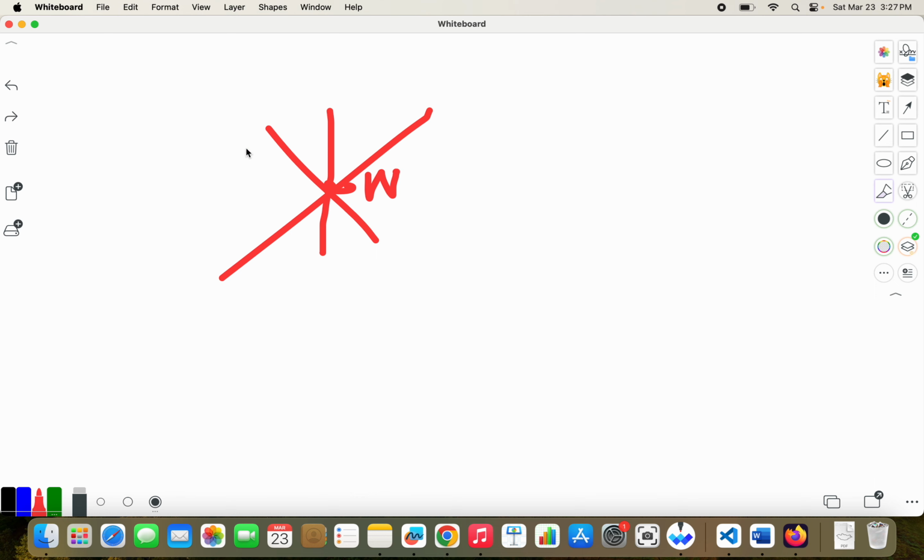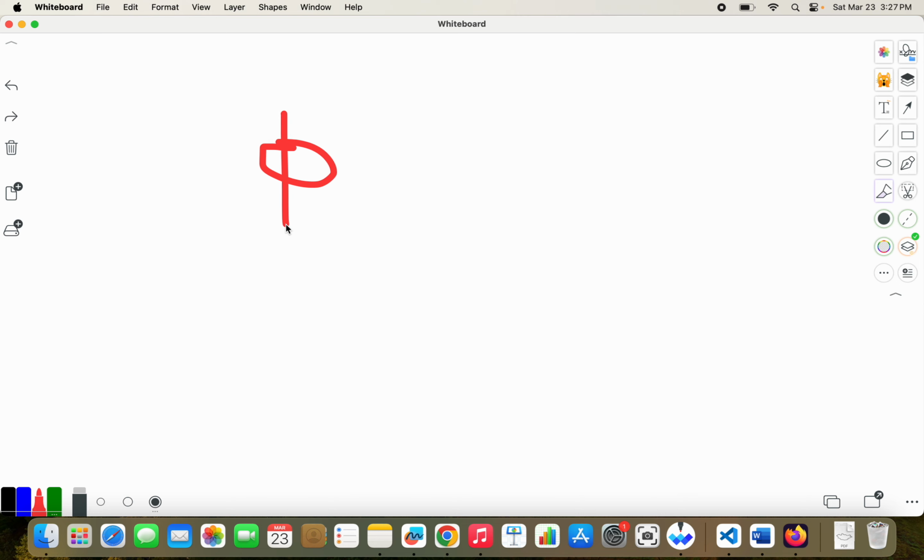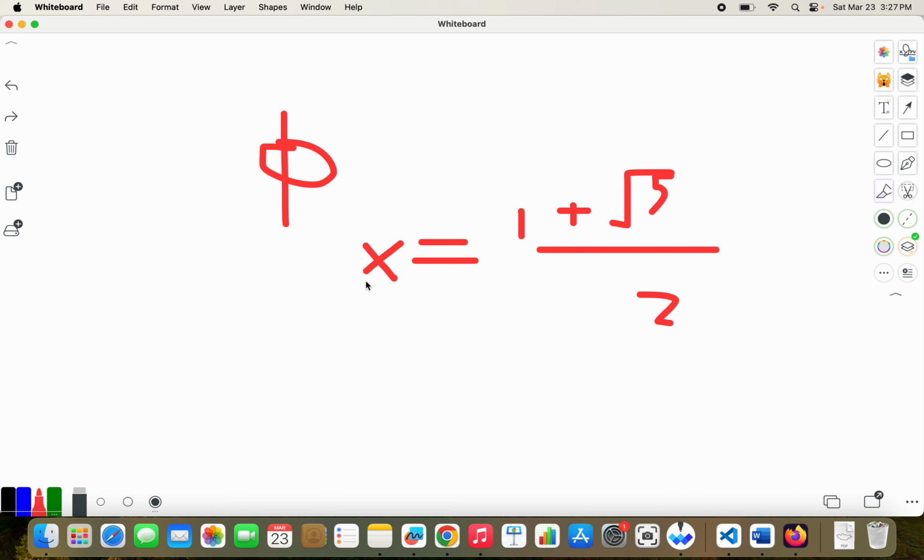And they talk about the golden ratio, which, if you want to know, it looks like this. Oh, apparently this equals 1 plus the square root of 5, divided by 2, if you want to know. So this is the golden ratio.